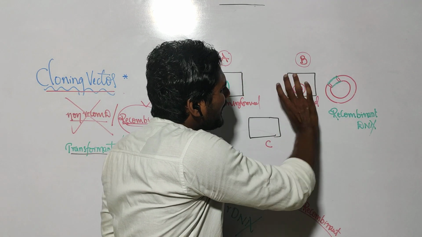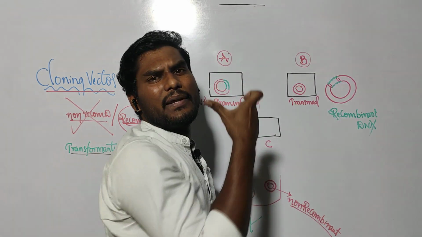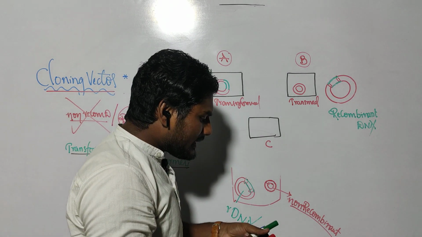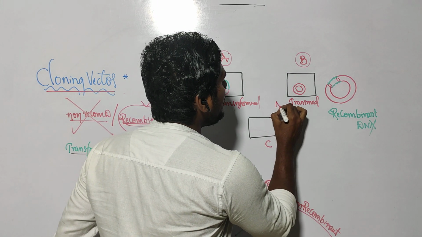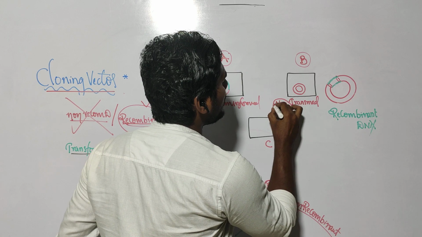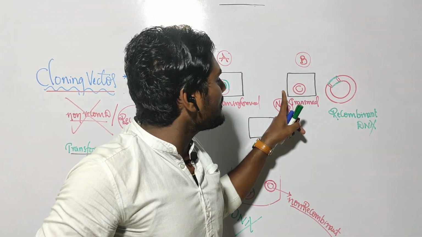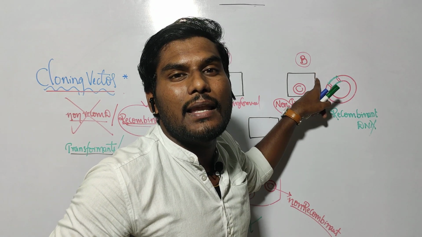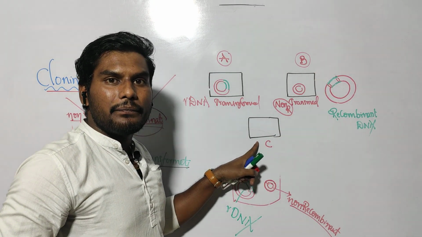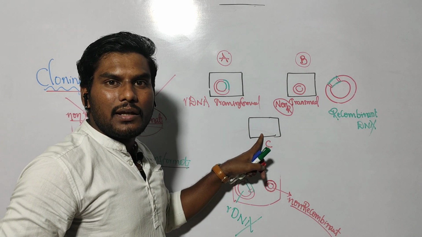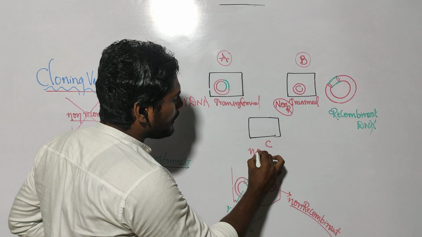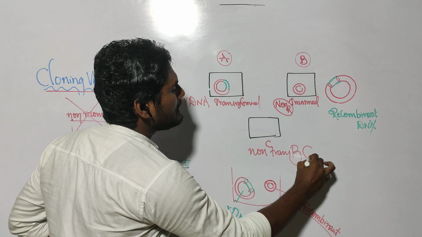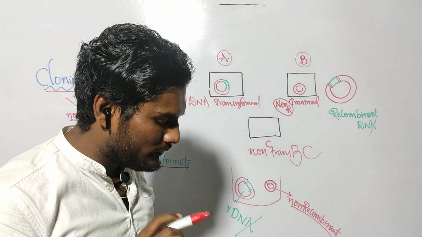Now, this bacterial cell is also transformed, but it is transformed with a non-recombinant DNA molecule. So this bacterial cell is a non-recombinant transformed bacterial cell. You see? This other one has not taken anything, right? So it is not transformed. It is a non-transformed bacterial cell. Don't get confused.